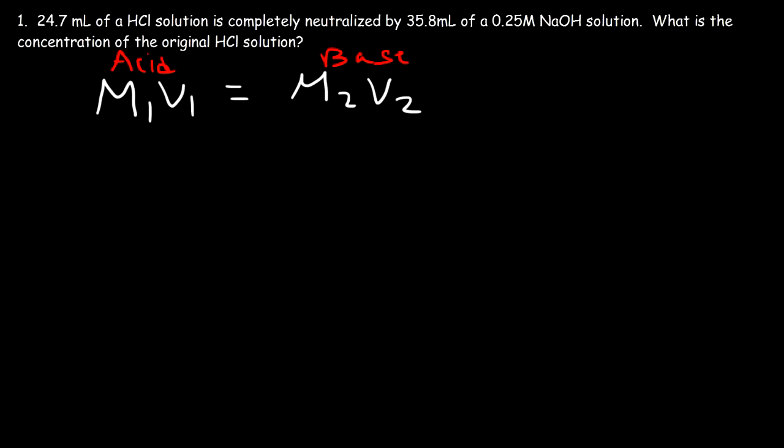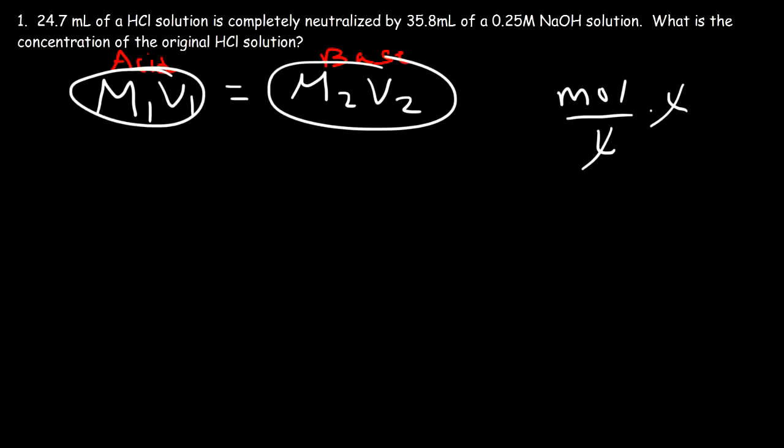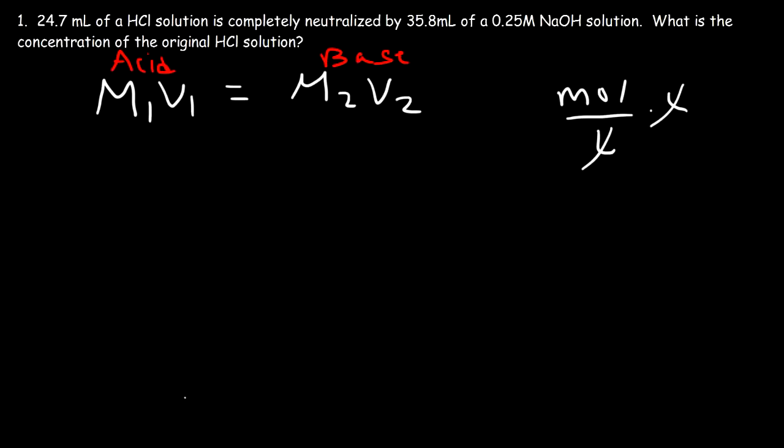And the reason why this works is because when you multiply the molarity, which is moles per liter, by the volume, you get the number of moles. The liters cancel. And in a neutralization reaction, the moles of the acid must equal the moles of the base. And so that's why that formula works for this type of problem.